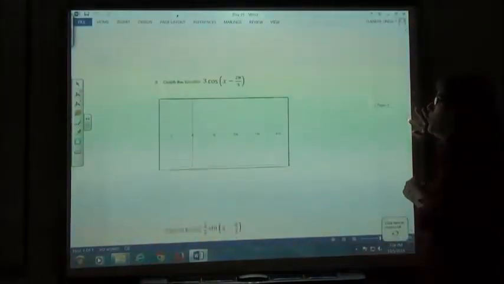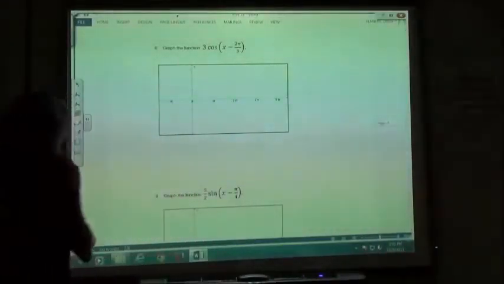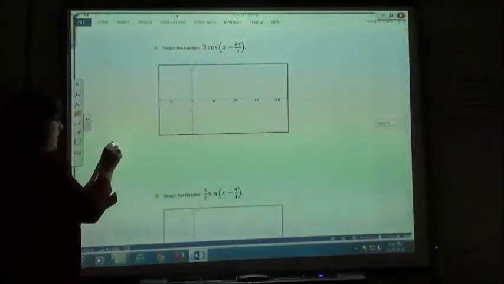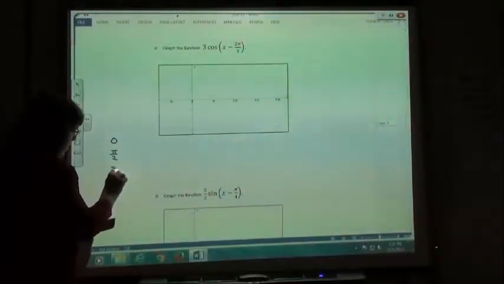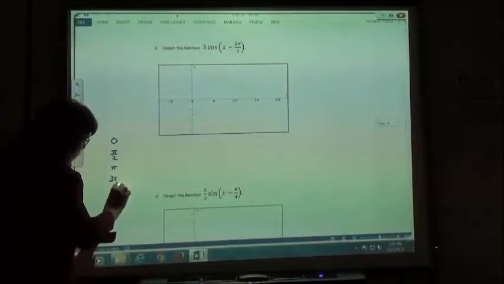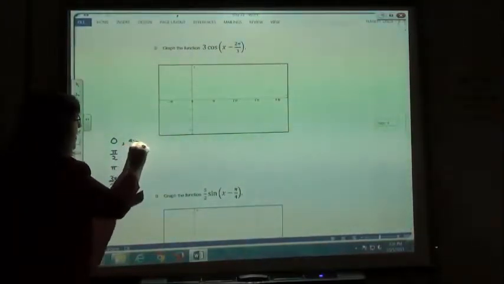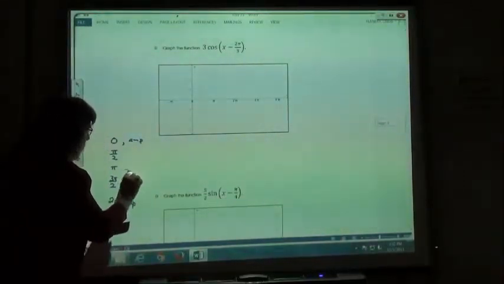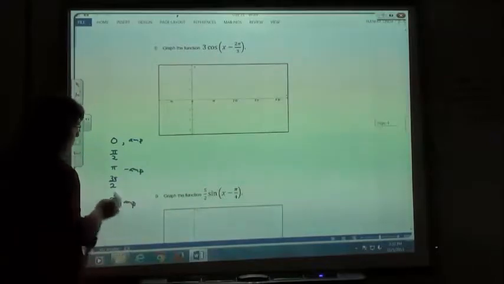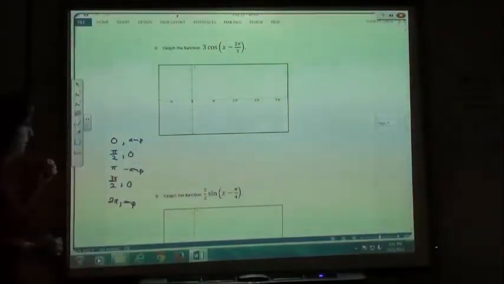So, number 8, we're going to do a cosine graph. So I've got to think about my normal table for cosine: 0, pi over 2, pi, 3 pi over 2, and 2 pi. For cosine, we start at the amplitude, we end at the amplitude, and we go negative the amplitude in the middle. At pi and 3 pi over 2, we're at 0, partway in between.